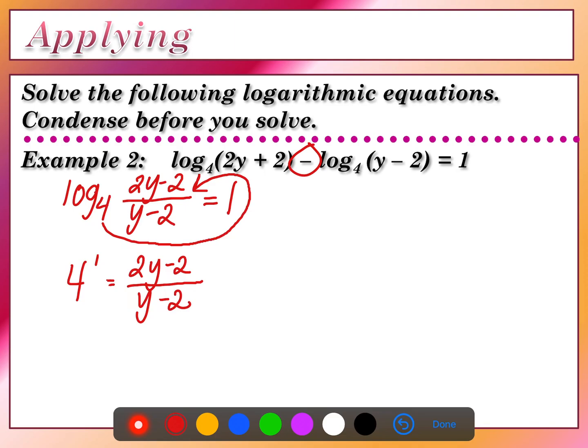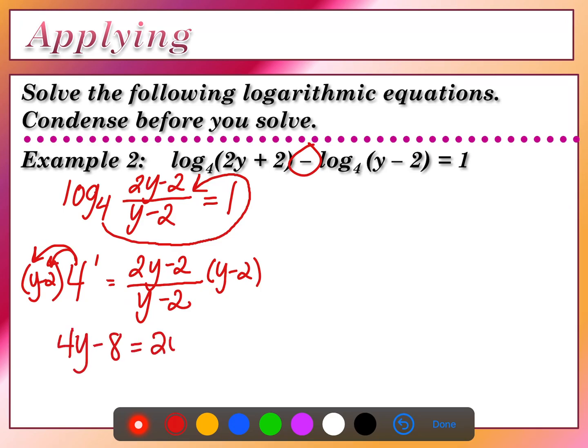So now I'm just going to solve this equation. I'm going to multiply y minus 2 to both sides. This is going to distribute. 4y minus 8 equals 2y minus 2. So now we can solve.